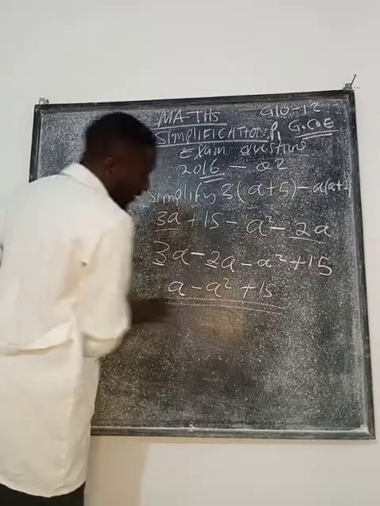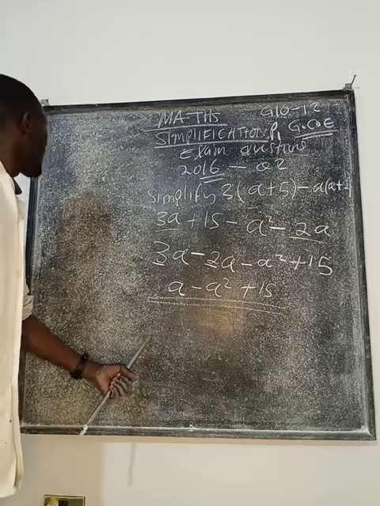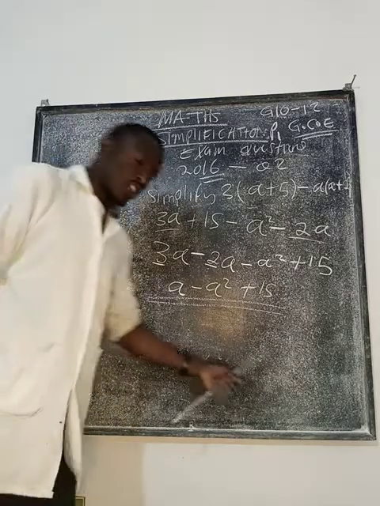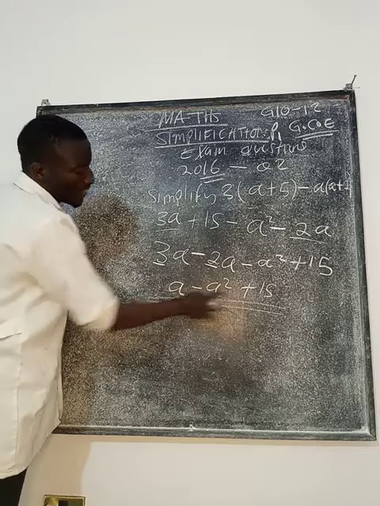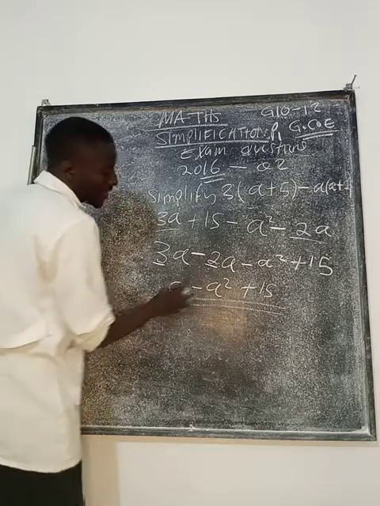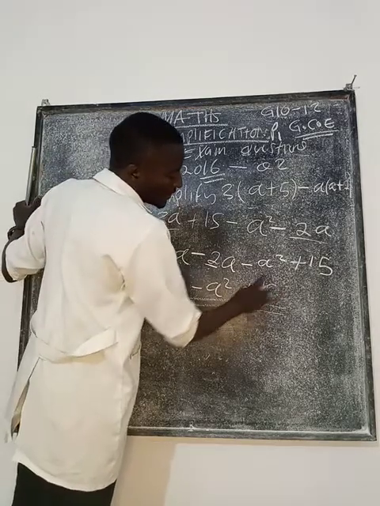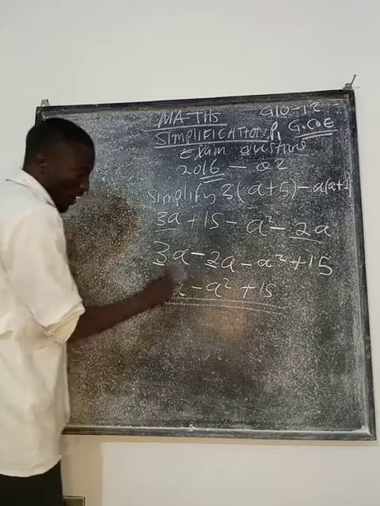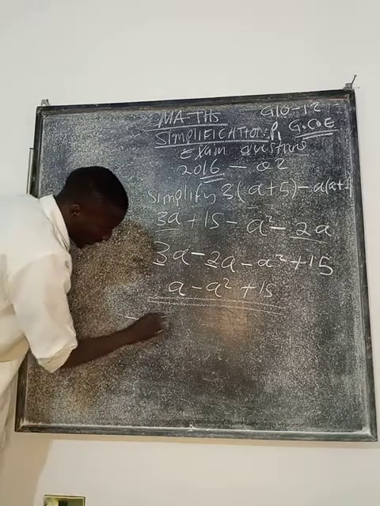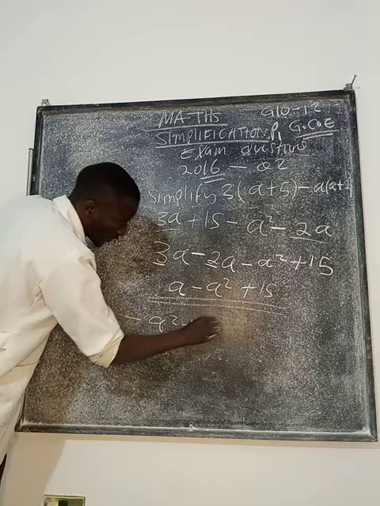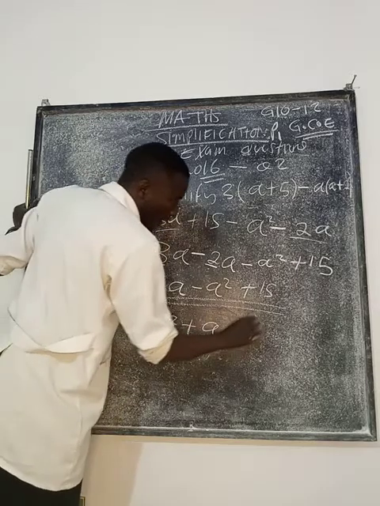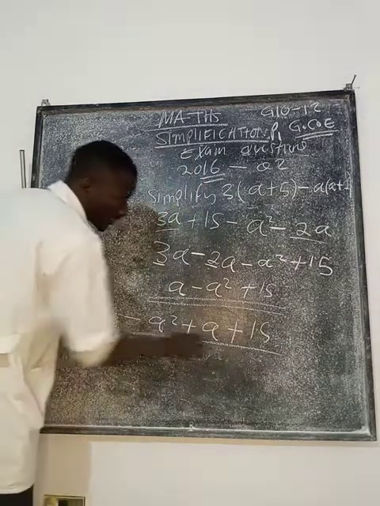So we can't proceed because we wrote somewhere to say unlike terms cannot be added. Unlike terms: there is a square, there is no square. There is a number, there are no numbers. They are just ones, and this is no letter. If you want, you can leave it like this: negative a squared. This is a form of a quadratic expression, plus a and 15. You can leave it that way.